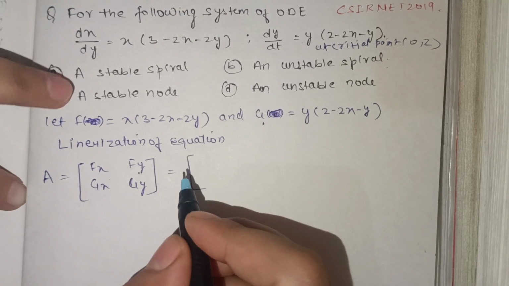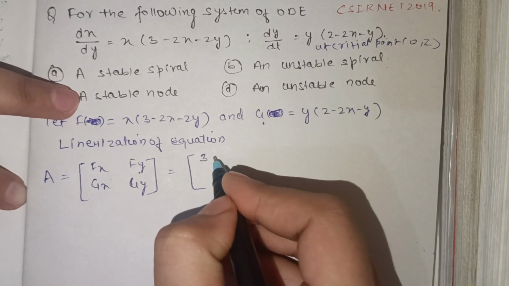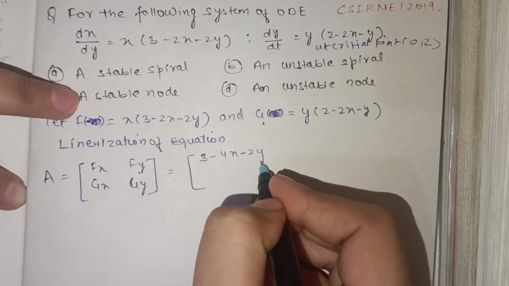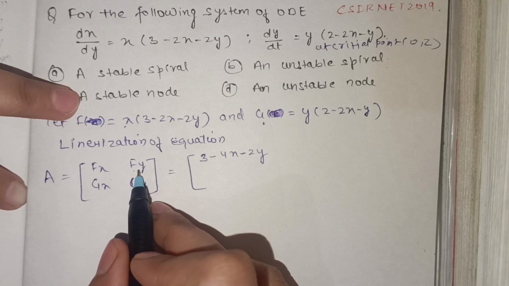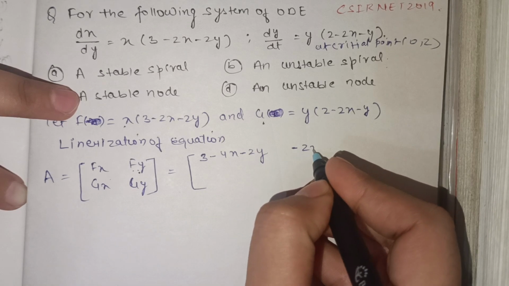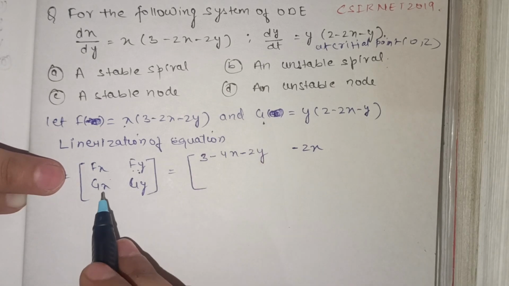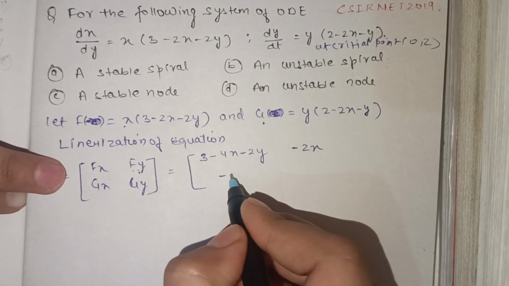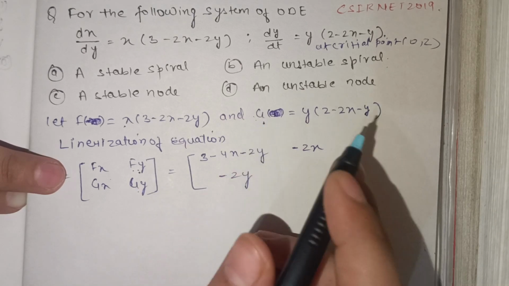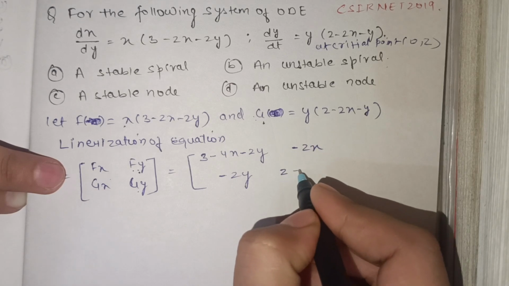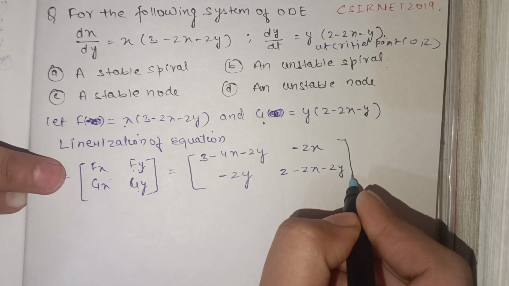If we differentiate f with respect to x, we get 3 - 4x - 2y. If we differentiate f with respect to y, we get -2x. Further, we differentiate g with respect to x and we get -2y. And differentiating g with respect to y, we get 2 - 2x - 2y. So this is a 2 cross 2 matrix.